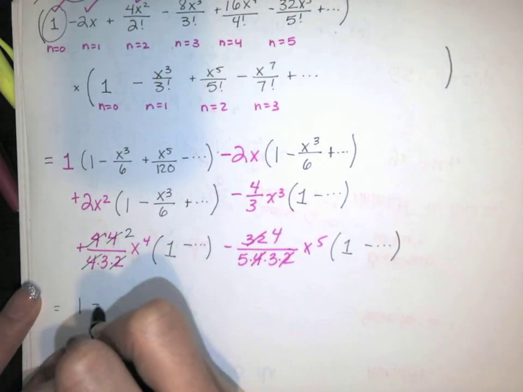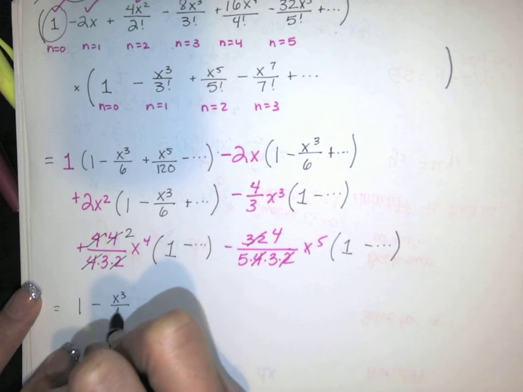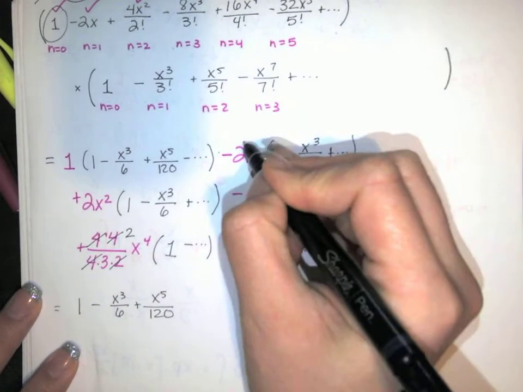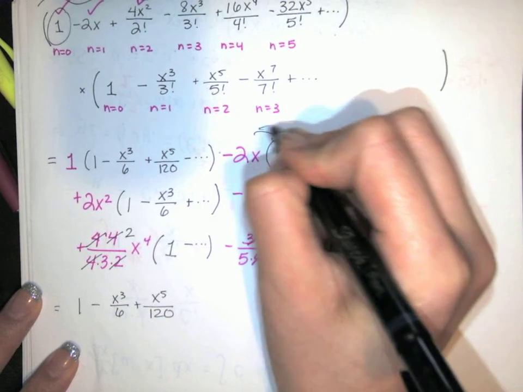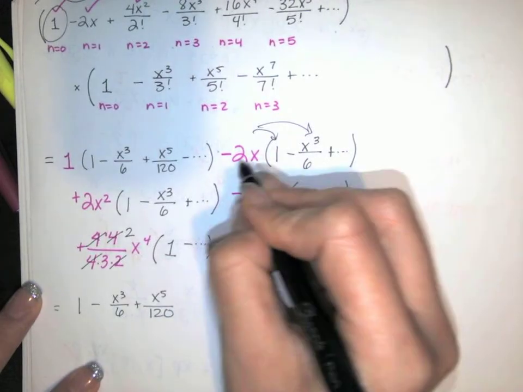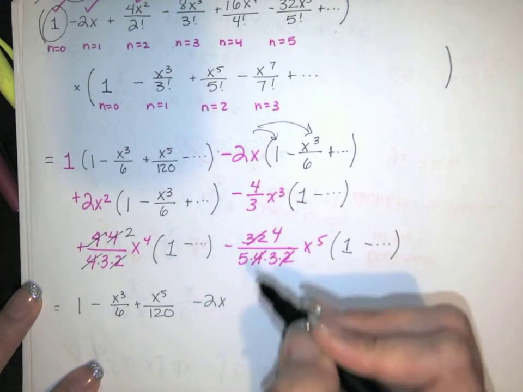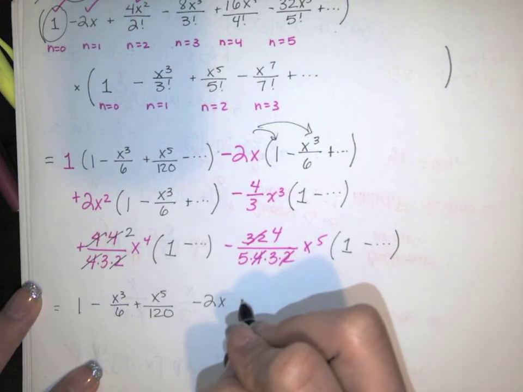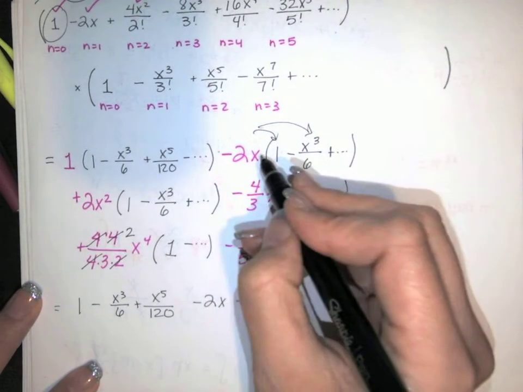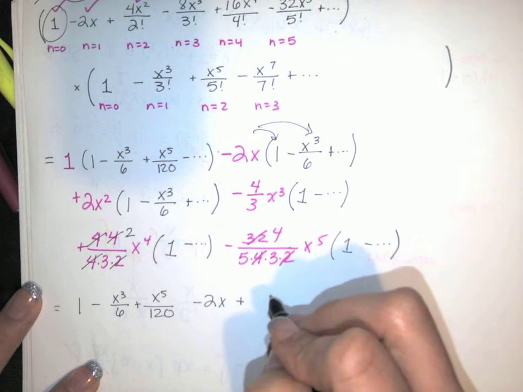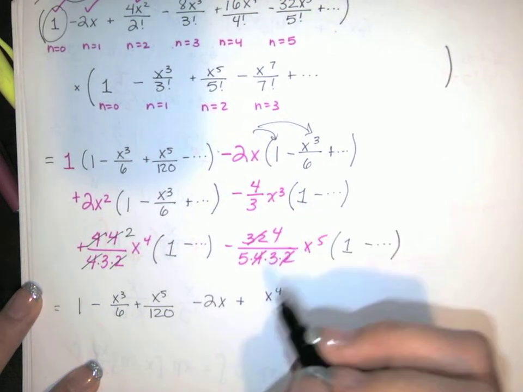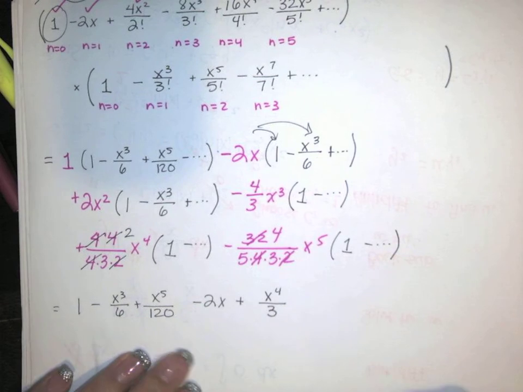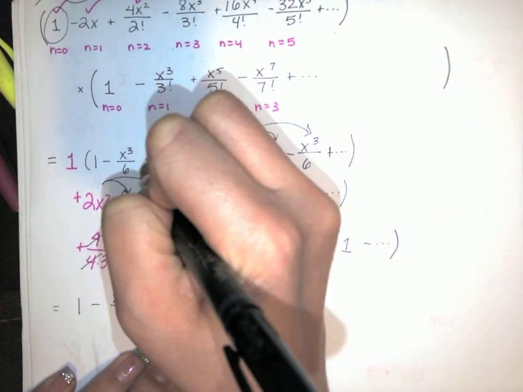1 times that is just that. And then we distribute the negative 2 over here, negative 2x. Negative 2x times 1 is negative 2x. Negative 2x times negative x cubed over 6, that's positive x to the fourth, and 2 over 6 reduces to 1/3. And then we do 2x squared times these guys.